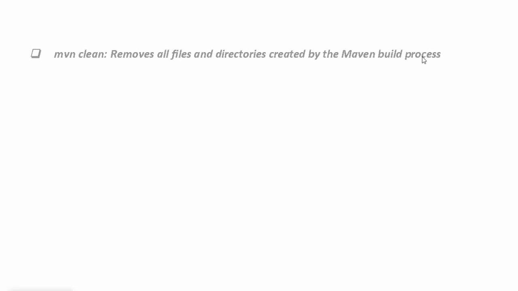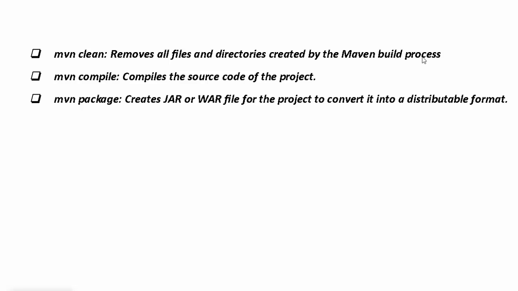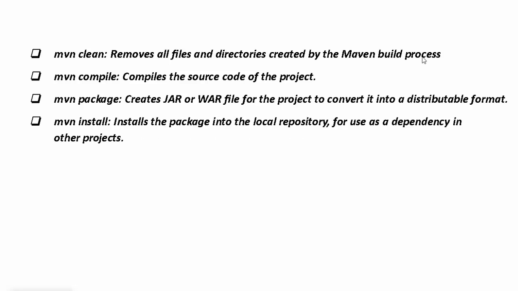When we use Maven, we frequently use a few common Maven commands like mvn clean, which removes all files and directories created by the Maven build process. mvn compile, which compiles the source code of the project. mvn package, it can create a jar or war file. mvn install, it installs the package into the local repo.